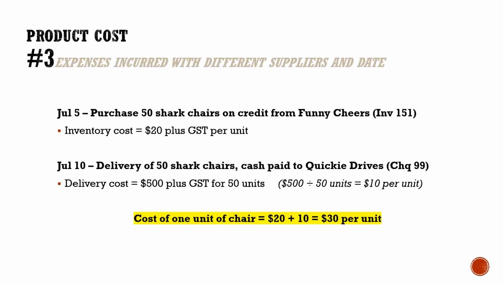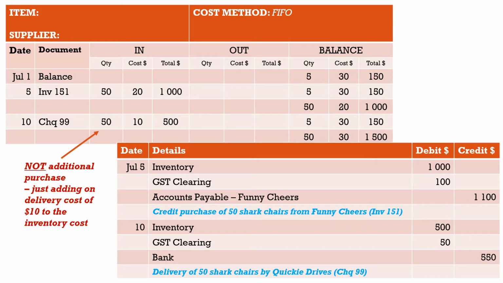Note that when we are calculating the cost of 1 unit of chair, it is still the same, which is $30 per unit. And again, there is a slight difference in how we record the purchase of inventory in the inventory card and the general journals.